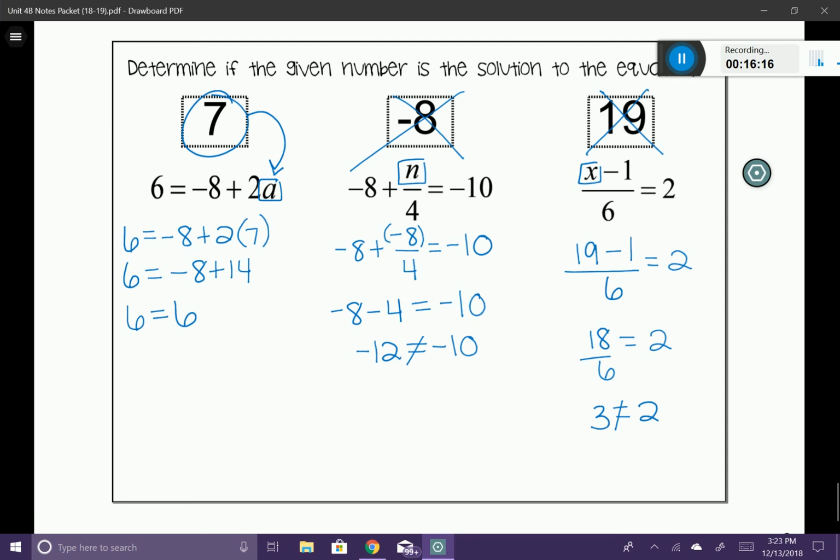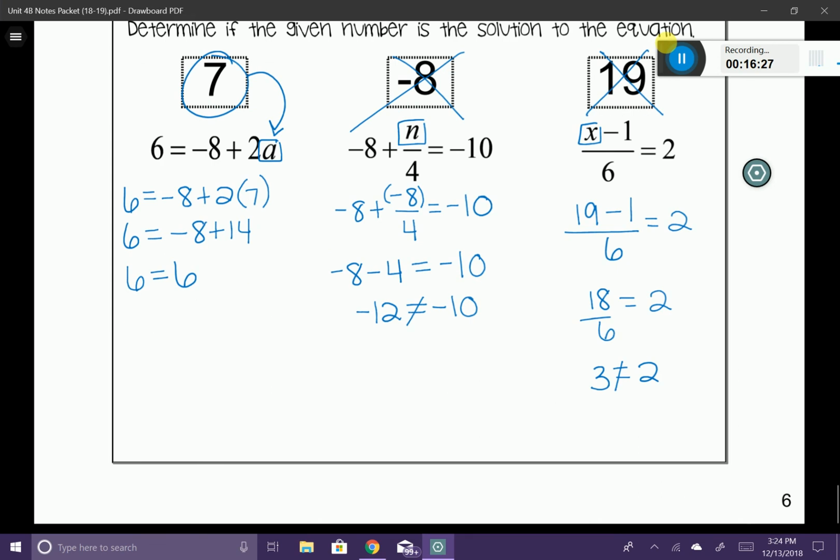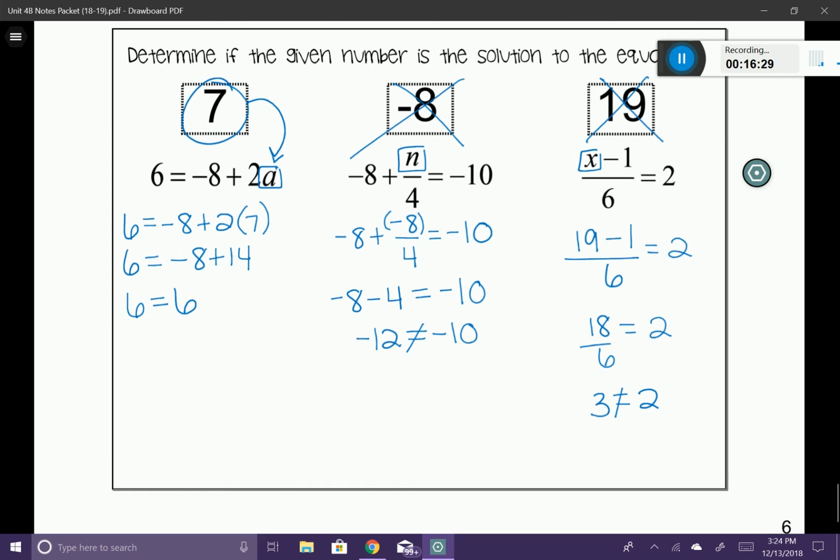So that's a great way to check yourself to make sure that the solution you've got is actually indeed the answer and the only answer that satisfies the equation. All right, that brings us to the end of our section on applications of equations.